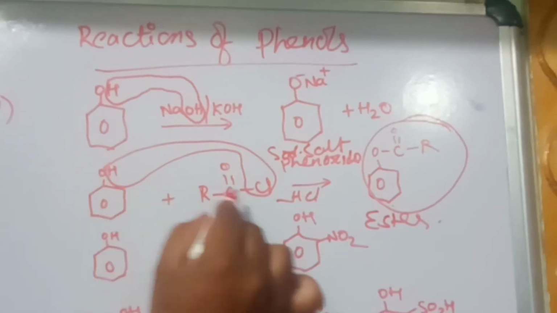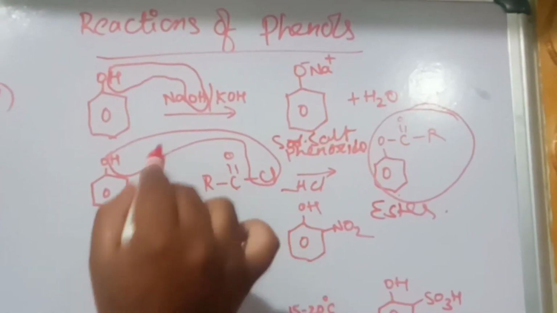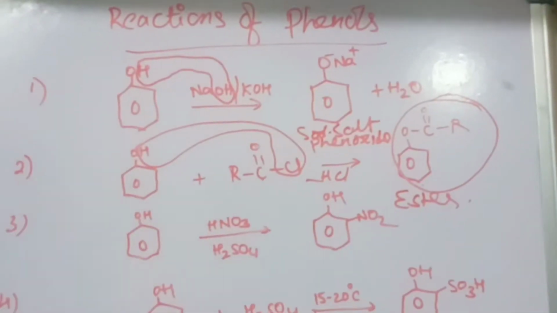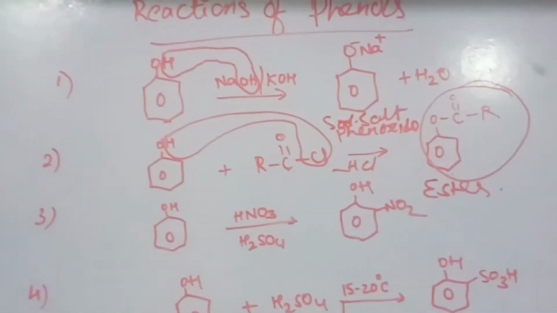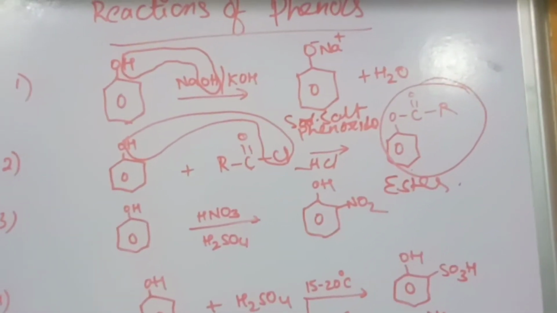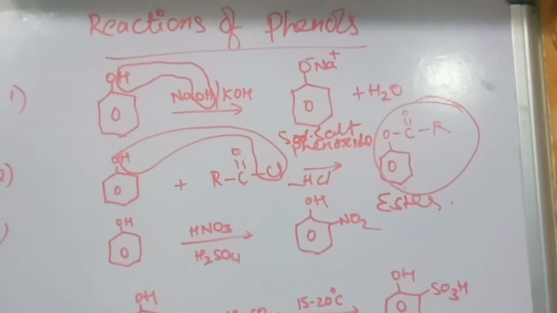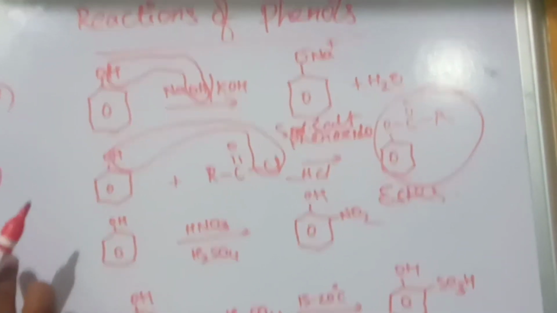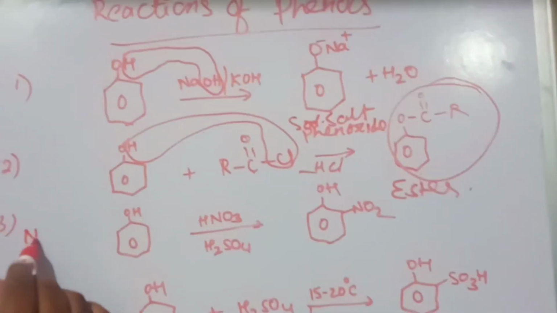This carbon becomes electron deficient. It will go and attack the oxygen and form the ester. Ester formation takes place. The third type of reaction is nitration.